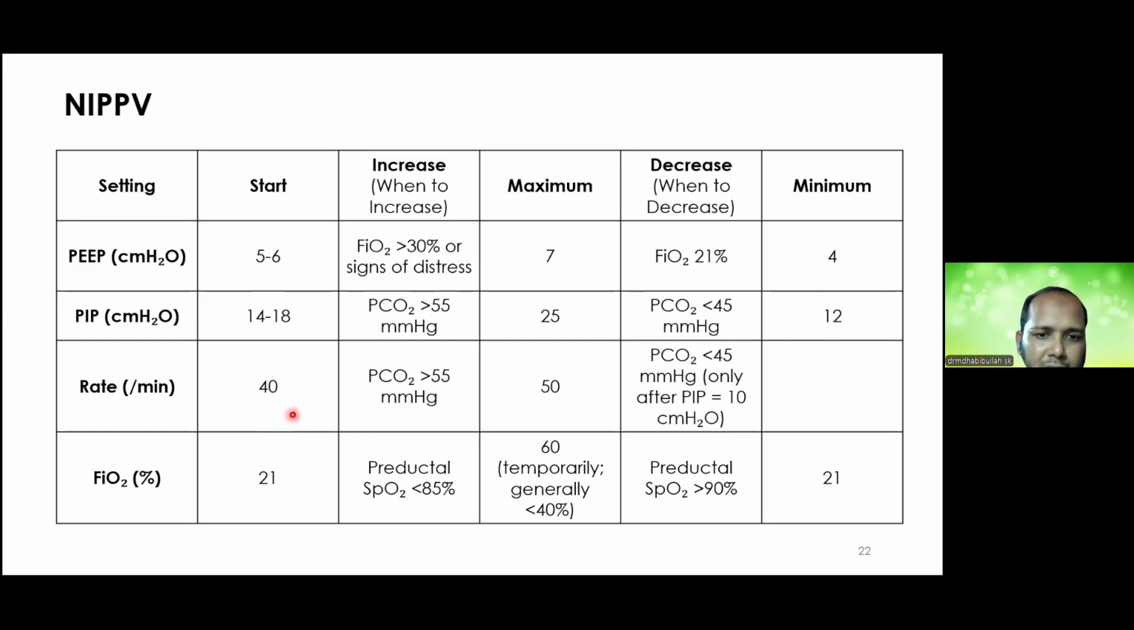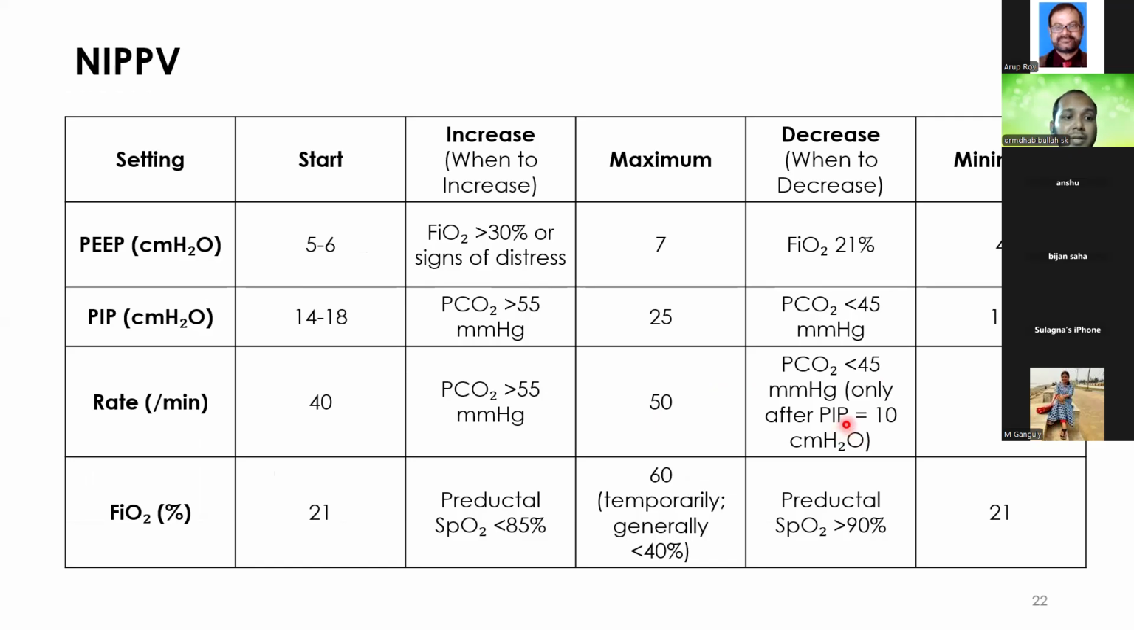Rate usually starts at 40, but if the PCO2 is 55, you can increase the rate. But if the baby has hypercapnia, that is, inadequate minute ventilation, the first parameter you have to chase is the PIP, then you can adjust the rate knob. If the PCO2 is less than 45, you can reduce the rate, but again, you have to adjust the PIP first. Only then can you bring the rate down.